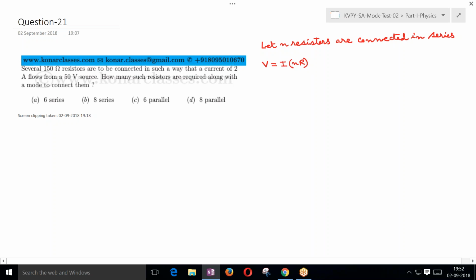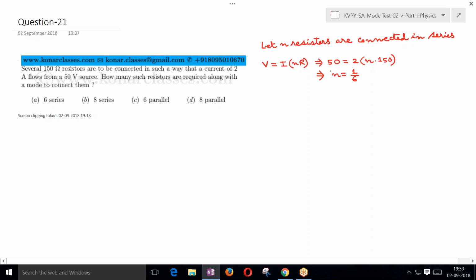Because if we assume that R is the resistance, which is 150 ohm, then as they are in series, the resultant resistance will be n into R, because they are added, as we know from the fundamentals of the resultant of resistors. So what is V? V is equal to 50 volt. And what is I? I is 2 ampere, and n into R, R is equal to 150. So if we simplify this, we get n is equal to 1 by 6.